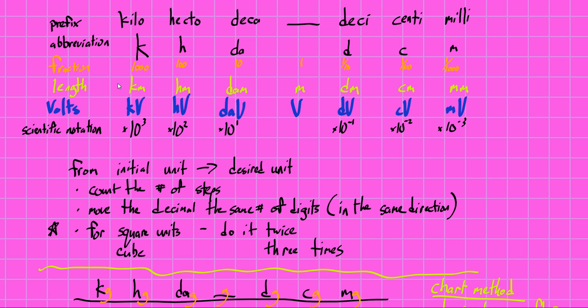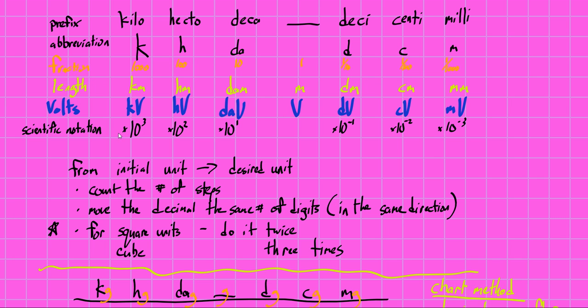If we had a unit for length, we would have kilometer or hectometer or decameter, meter, decimeter, centimeter, millimeter. So the suffix here, the unit, stays the same: meter, meter. But what changes is the prefix: kilo, hecto, deca, nothing, deci, centi, and milli. If it was volts, we would put V for volt, but keep the prefixes the same. If it was joules, we would put J for joules. If it was liters, we would put capital L for liters.